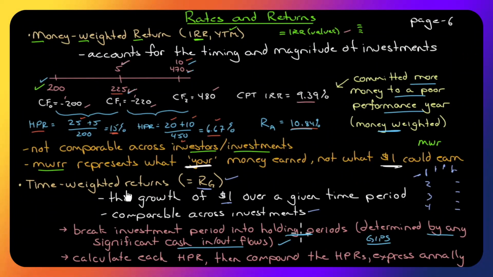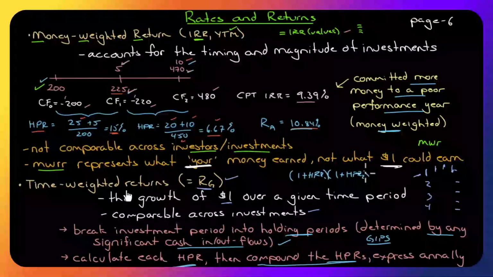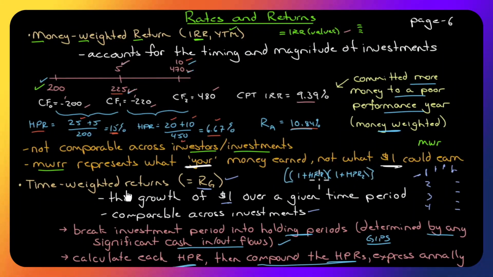You break it into holding periods, you calculate the holding period return for each one, and you compound the holding period returns. Remember, we saw this on the previous screen: 1 plus holding period return 1 multiplied by 1 plus holding period return 2. And let's say that that's all there was, and let's say this was 9 months and this was 15 months. Well, there's 24 months, that's 2 years. 1 over 2 will give it to you annualized. Calculate each HPR, compound the HPRs, then express it annually.